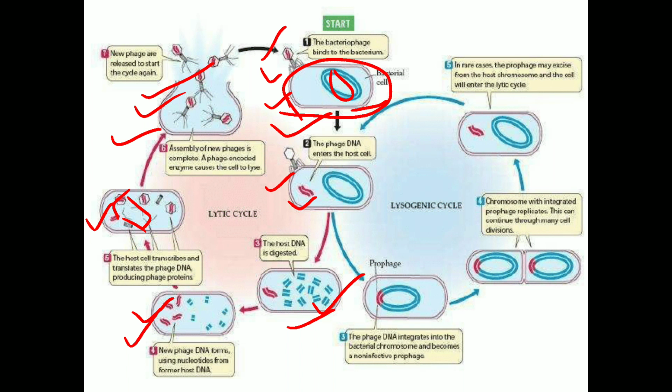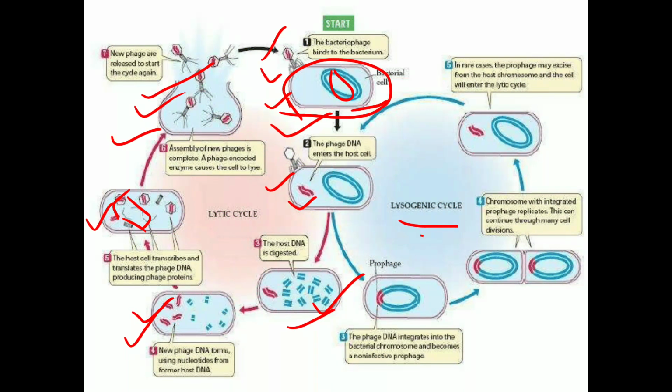Due to the breaking of the cell wall takes place here. Next, once the lytic cycle is completed, they enter the lysogenic cycle. So both are different, but the initial steps are the same. So what is the initial step when they enter the lysogenic cycle?